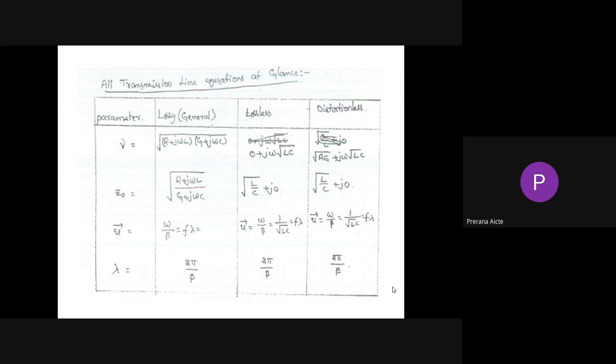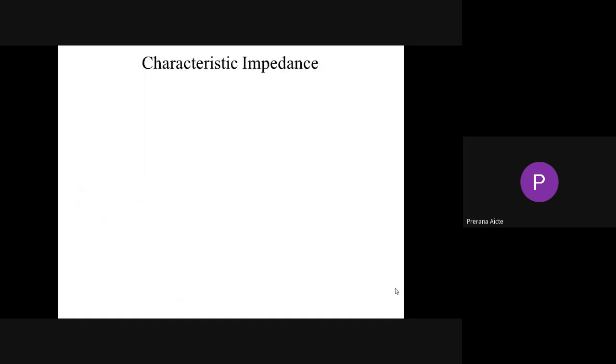So, in the last class, we discussed the line equation of a transmission line with different parameters, like a lossless transmission line, distortionless transmission lines, and lossy transmission lines. Now, based on those different transmission lines, the characteristic impedance can be defined.